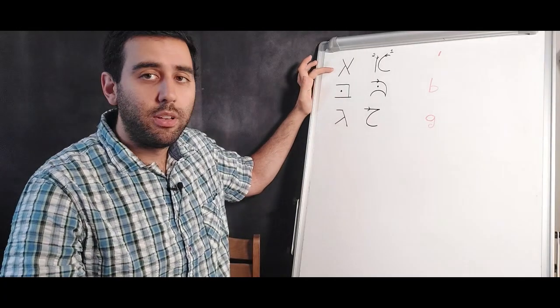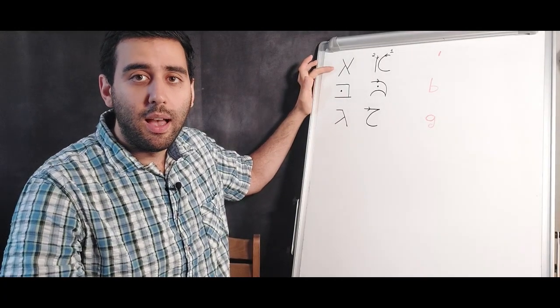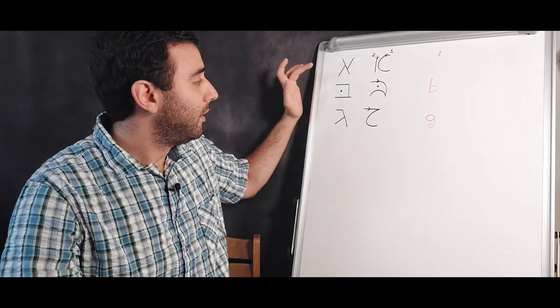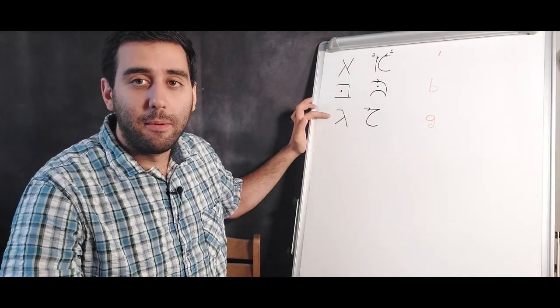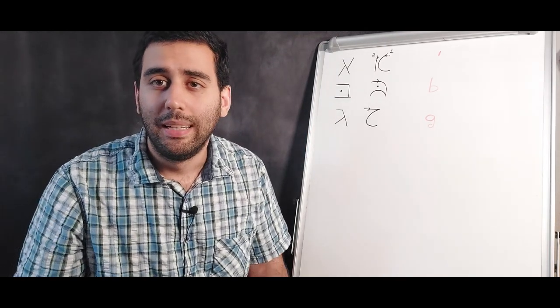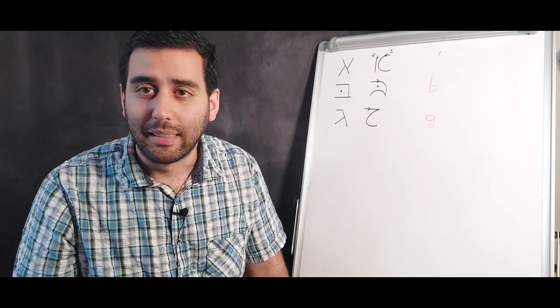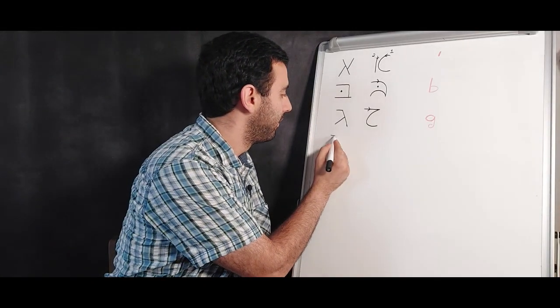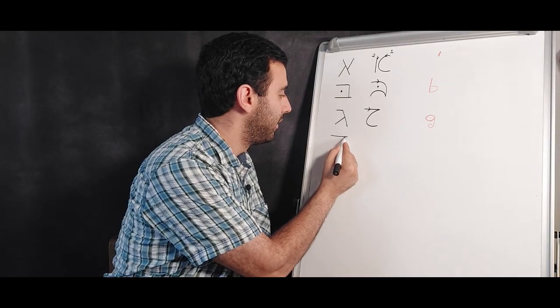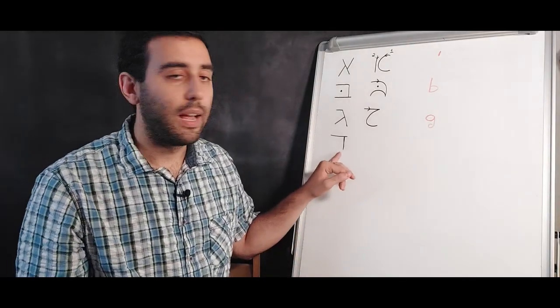So as far as now, we have the first three letters. It's Aleph. Try to pronounce it with me. Aleph. Then Bet. Gimel. Okay? The next letter is called Dalet. So that's the Dalet.